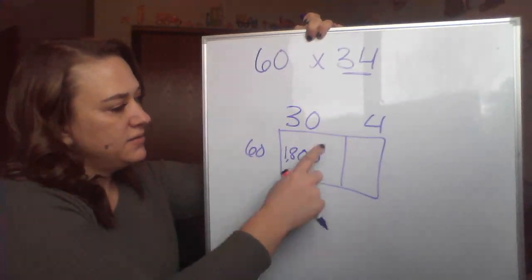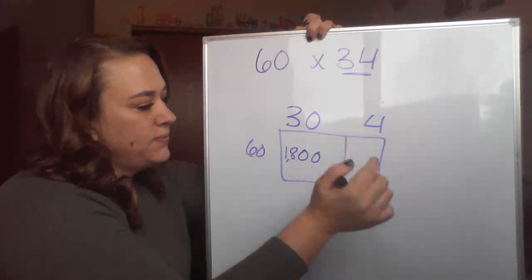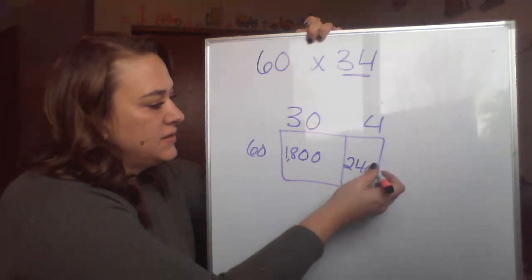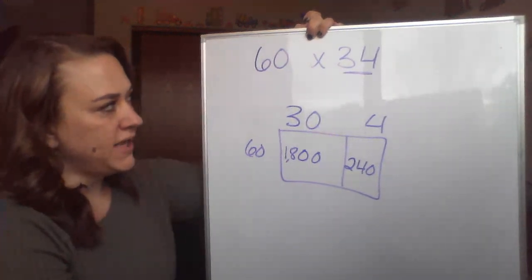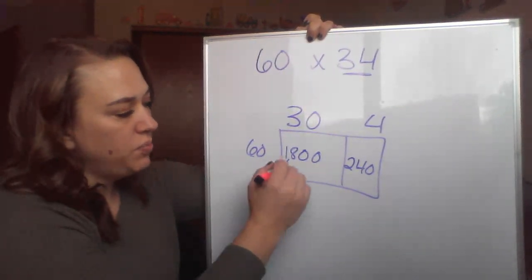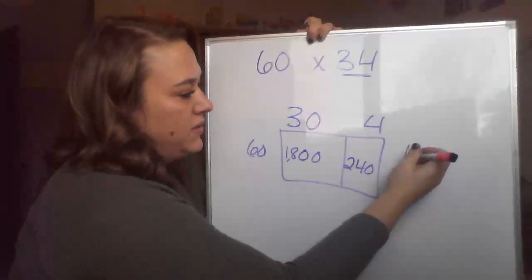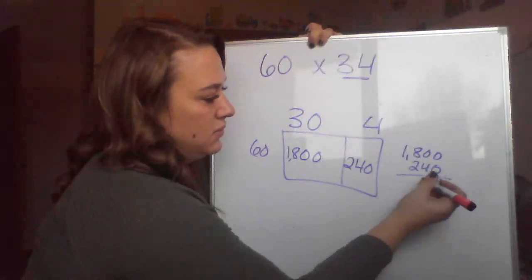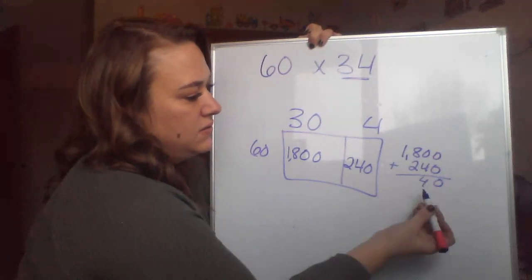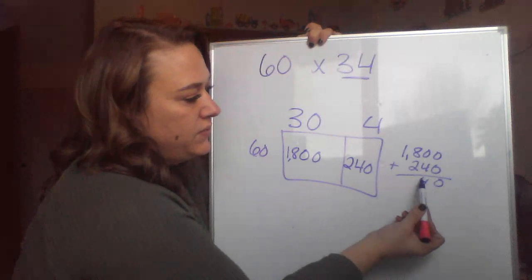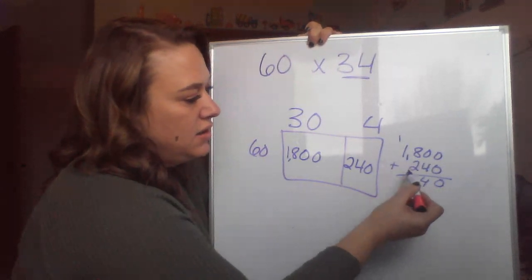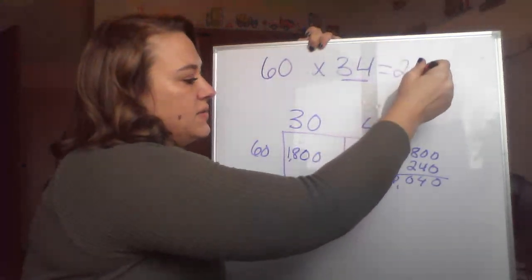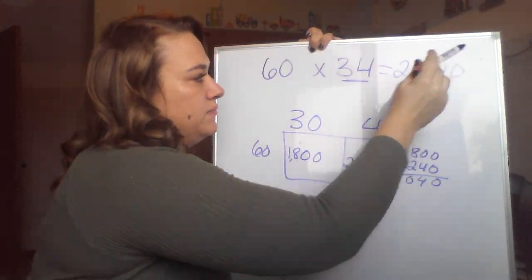Now I need to find my area for this one. So 60 times 4, 6 times 4 is 24. And then add our 0. So 240. So then I need to add those 2 partial products together. So 1,800 plus 240. So 0 and 0, 0 plus 4, 8 plus 2 gives me 10, 1 plus 1 gives me 2. So my final product is 2,040.